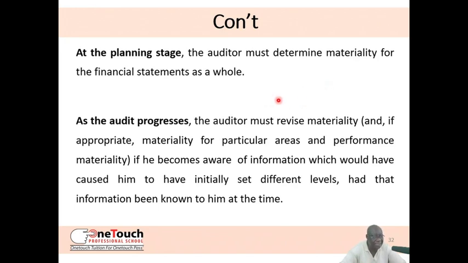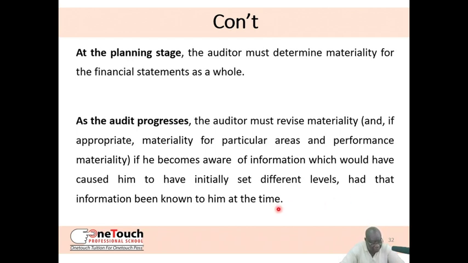As the audit progresses, the auditor must revise materiality. So the materiality level you set at the beginning may change as you start auditing, or as you are in the progress of auditing. Things may come to light which may change overall materiality, if the auditor becomes aware of information which would have caused him to set a different level initially, had that information been known to him at the time.